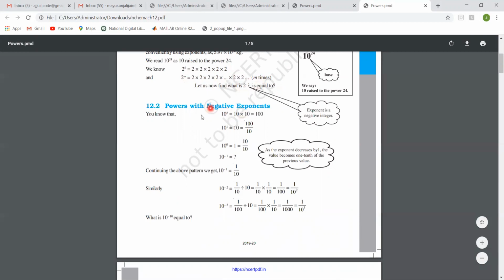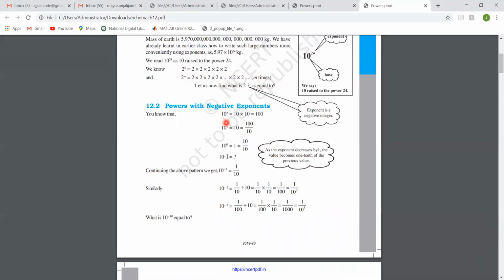What if the powers are given as negative numbers? Clear? For example, I taught you how negative numbers are introduced, and how we say that if I take any number to the power zero, it comes out as 1. You can see here 10 squared, so I can write 10 square as 10 into 10 equals 100. Then 10 raised to the power 1 is 10. And how can I write this 10? It is this 100 divided by 10. So 100 by 10.